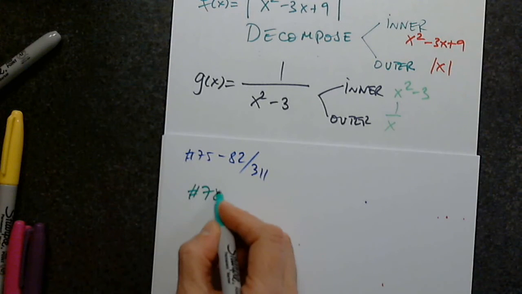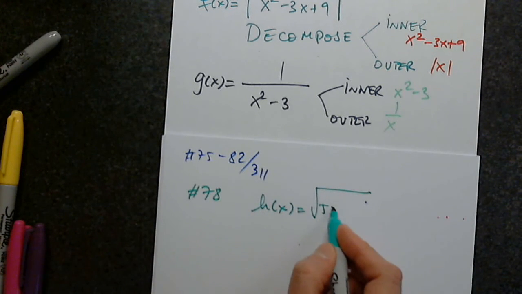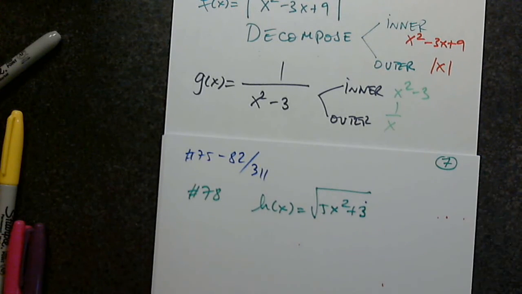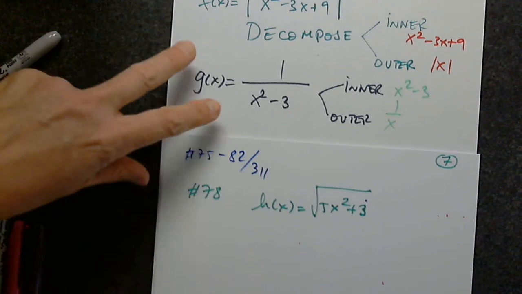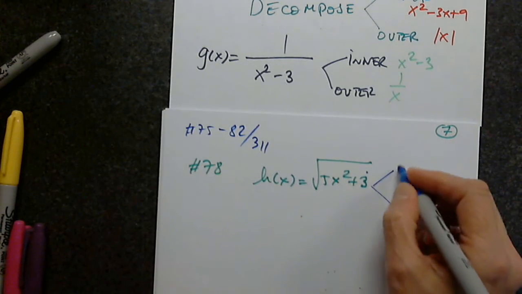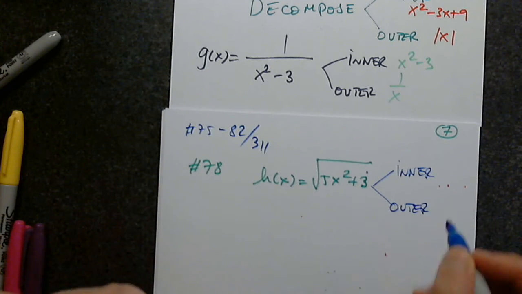Excellent. That's exactly what I was going to ask. H of x equals the square root of 5x squared plus 3. So we need to decompose this into 2 pieces. There is more than one correct answer. I can come up with a correct answer. You can come up with another correct answer. So we want the inner and we want the outer.